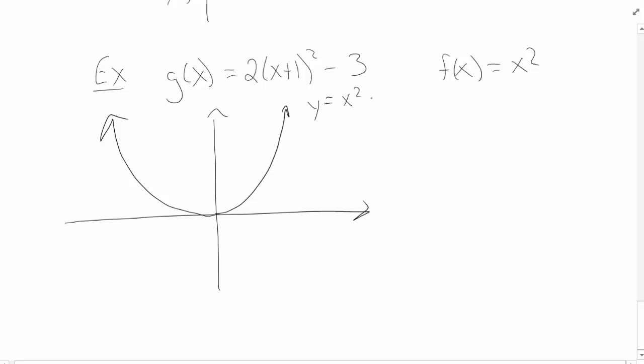So, first thing that we're going to work with is essentially the 2, because 2 is being multiplied. This 2 is the one I'm talking about right there. It's multiplied. The plus 1 is an addition. The minus 3 is also a subtraction, technically.